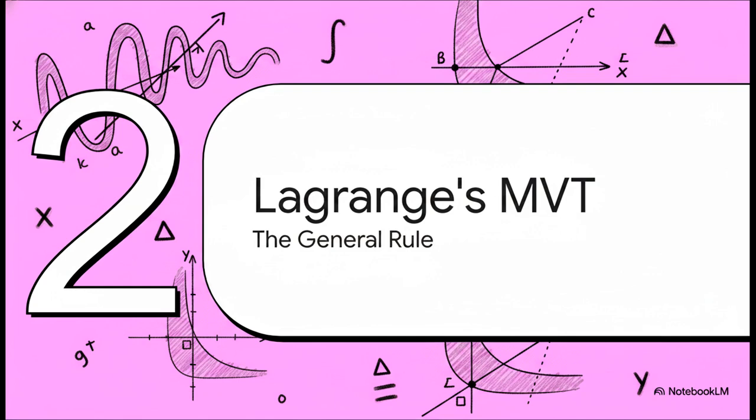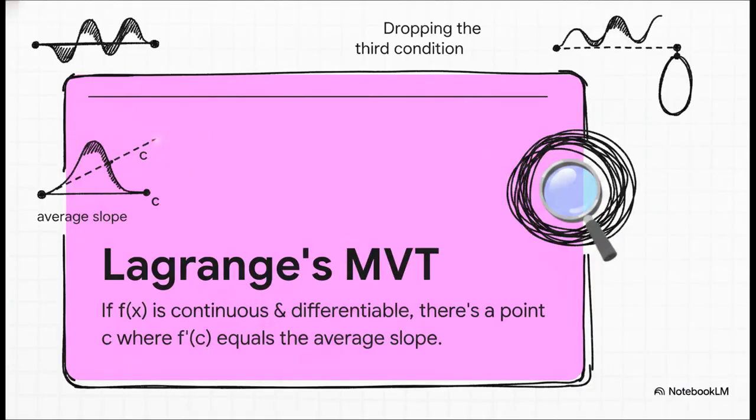Okay, so now that we've got Rolle's down, let's zoom out and look at the bigger picture. This is Lagrange's mean value theorem, or just MVT for short. It's the more powerful, more general version of the same idea. Now, look closely. This feels familiar, right? We still need continuity, we still need differentiability, but notice what's missing? We've dropped that third rule about f(a) having to equal f(b). And because of that, the conclusion is different too.